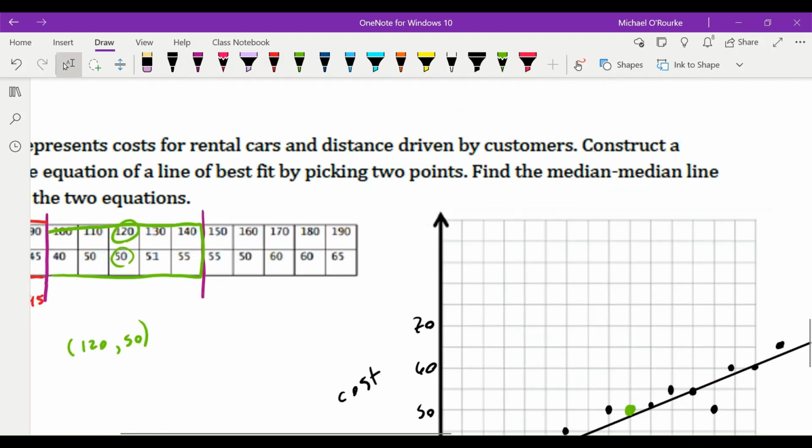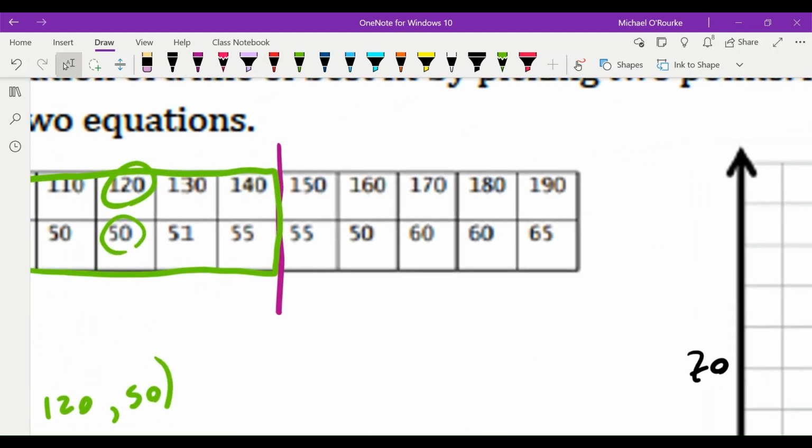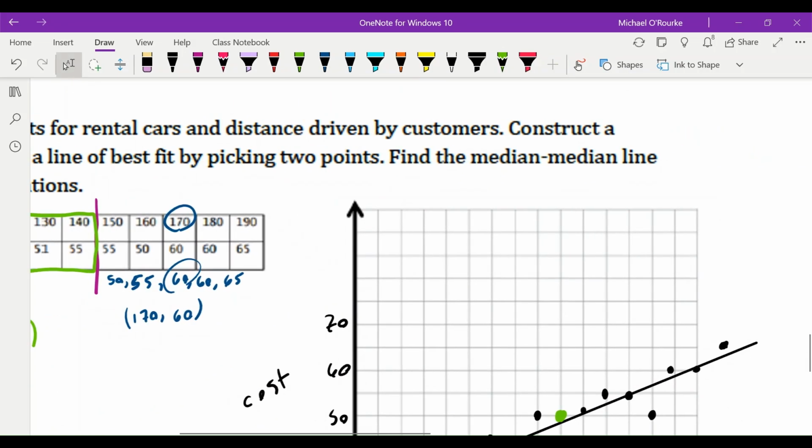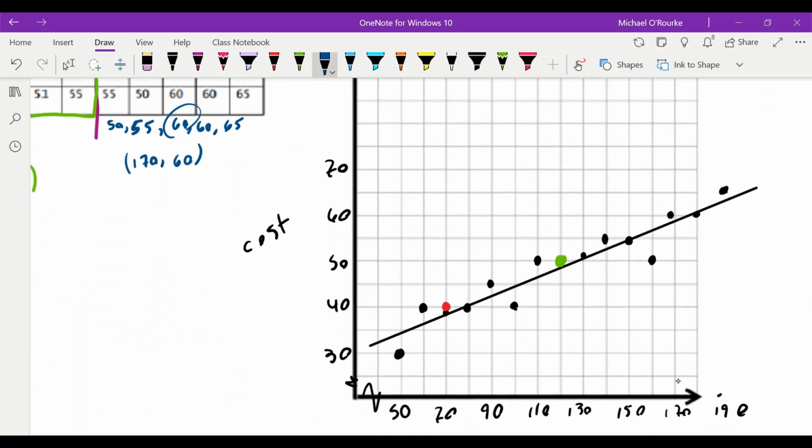Now this one here, we luck out again, where our median number is 170 along the x. Oh, and this one here is not in order, but these two are just going to switch. 55, 60, 60, 65. And our middle number here is 60. So 170 and 60 is right here.